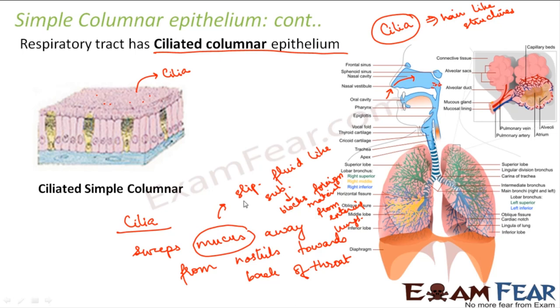Why do we have columnar epithelium? Because columnar epithelium helps in secretion, helps in absorption, and also gives a lot of protection. That is why we have simple columnar ciliated epithelium in the respiratory tract. With this, we end our discussion on simple epithelium. We have discussed all three types: simple squamous, simple cuboidal, and simple columnar. Correct?